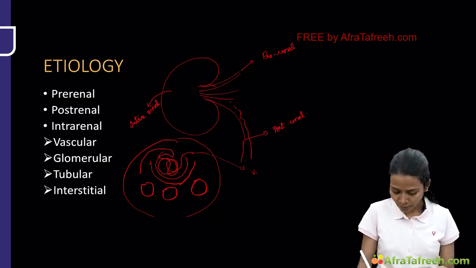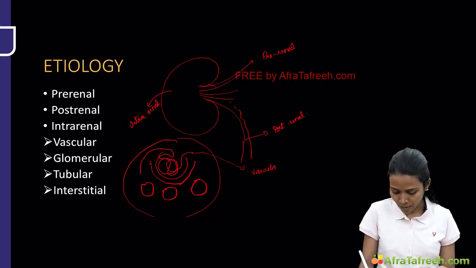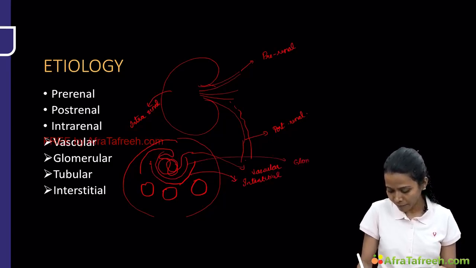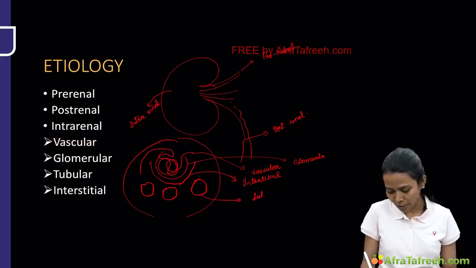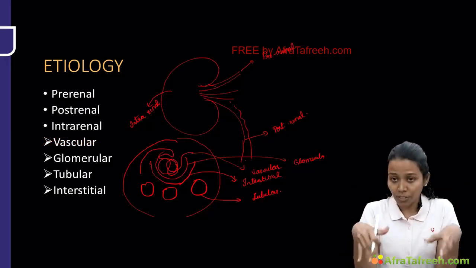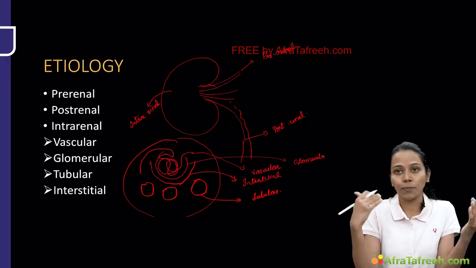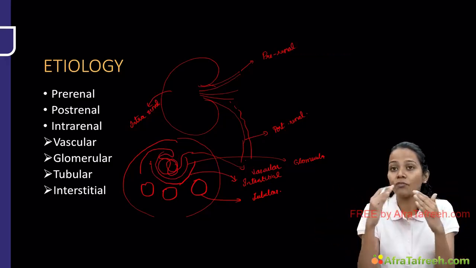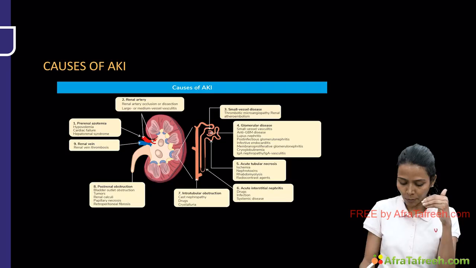One you see is vascular. The second you see is interstitial. Next you see is glomerular. After that, what you see is tubular, right? So these four components, once AKI comes, you have to distribute them into these. You can see whether it's pre-renal or post-renal. If not, and it is intrarenal, you should see which compartment of this it fits into.